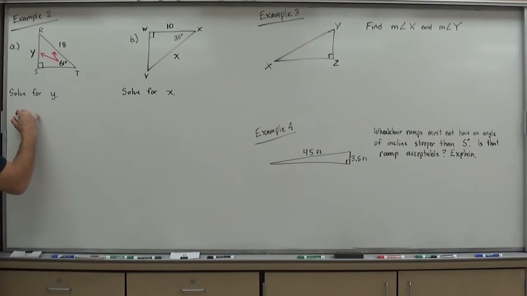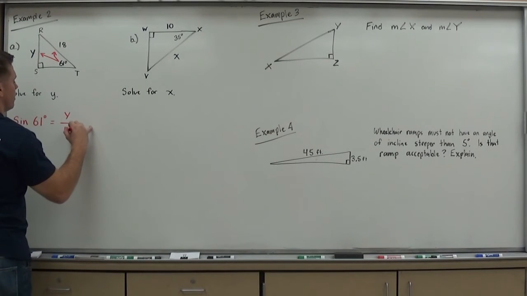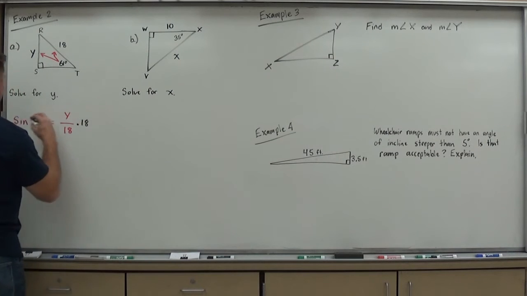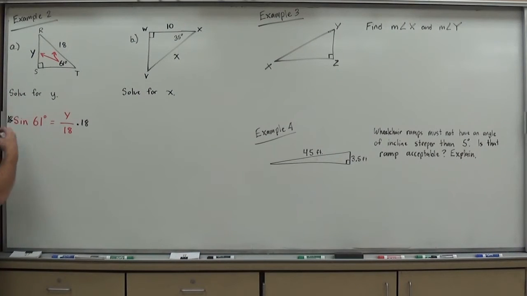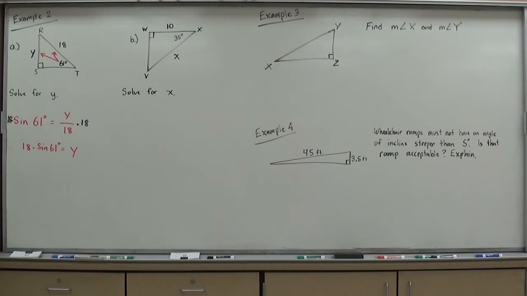Which one uses opposite over hypotenuse? Sine. So I'm going to do the sine of that angle measure, 61. Okay, sine of 61 should equal the ratio of those sides divided, which would be y, the opposite, over the hypotenuse, 18. And now I can solve. Multiply both sides by 18 to isolate the y. You do that, you get 18 times the sine of 61 degrees equals y, and now I can just work that out using my calculator.